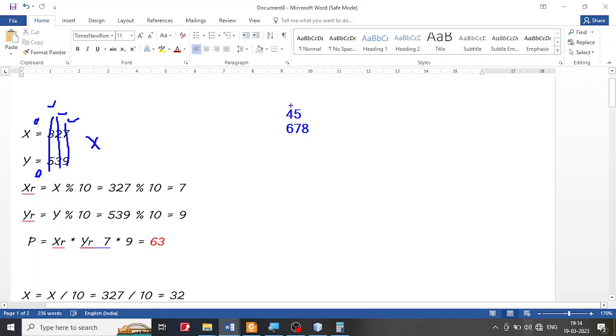Let me write it properly. So I have 45 here, and let me take 657 as the other number. What we do is we eliminate the last digit, we eliminate the last but one digit, but what you notice is one of them has become 0 and the other one is non-zero, so you cannot eliminate them, you can't cut them because one of them is already 0.